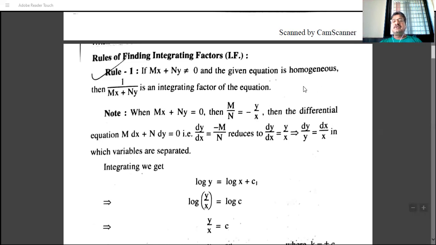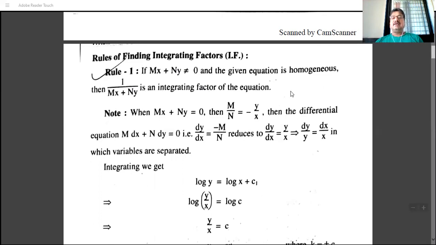One method for the homogeneous equation we have already seen in the previous topic: how we can identify a homogeneous differential equation and how we can solve it, by substituting y by x equal to v. But in this rule, we will solve the homogeneous differential equation by another method, that is, by reducing it to an exact differential equation.